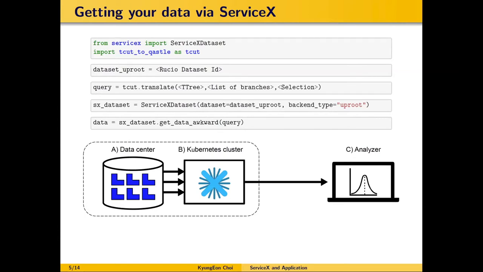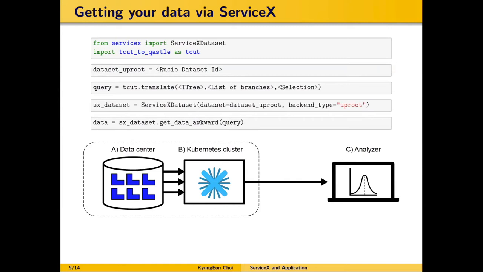And then define the grid dataset as a Rucio dataset ID and write your query. The query includes the name of the input TTree, the list of columns or branches you want to deliver, and the selection you want to apply. And then define the ServiceX dataset with the dataset you want to read and the backend type for that dataset. Here I use the backend type of Uproot, assuming the input data is a ROOT flat ntuple. And finally, ask for a data delivery in the format of an array.